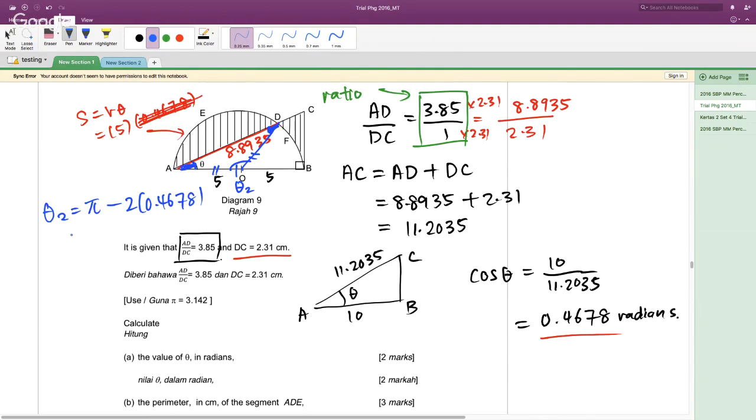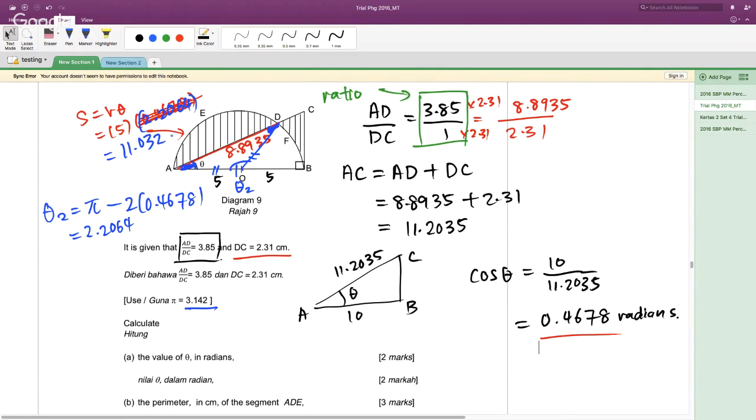So minus 2 times 0.4678. I will find it first. Pi, he asked us to use 3.142. So 3.142 minus 2 multiplied by 0.4678. Okay, so I will get 2.2064. All right, so this is my value here. This one should be 2.2064. Then you multiply with 5, and you will get the arc length, which is 11.032.